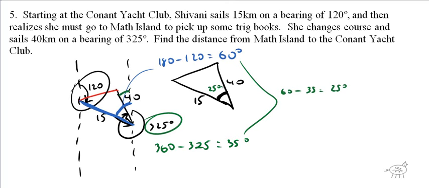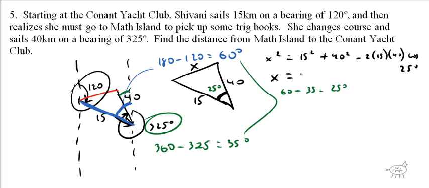Okay, once you know that, you use law of cosines. So we'll call this x on this side. So it's x squared equals 15 squared plus 40 squared minus 2 times 15 times 40 cosine of 25 degrees. So x comes out to be 27.2 kilometers. Okay, that's how far Shivani sailed from Math Island to Conant Yacht Club. So then there's no angle for this one.